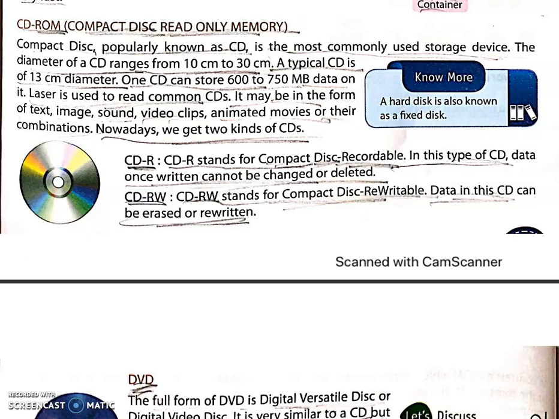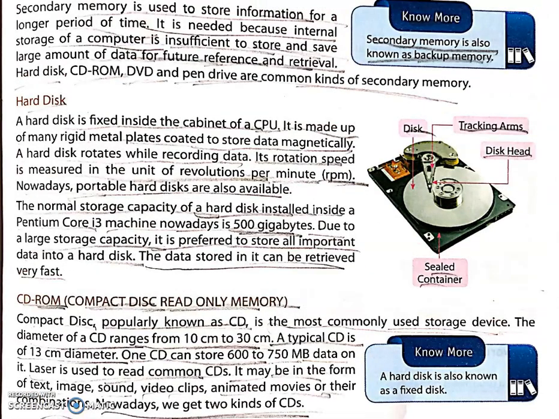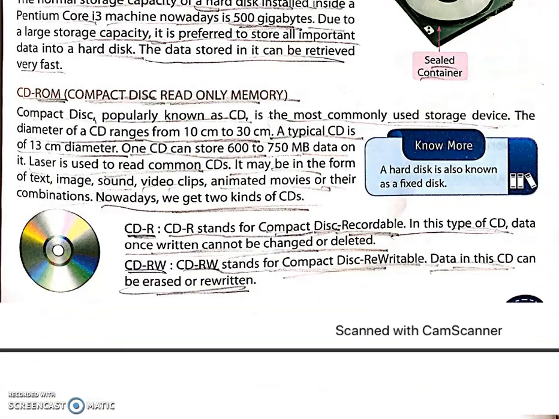So, in the last video, we started to learn about different types of storage media and computer memory. We had learned about primary storage media and then we were talking about the secondary storage media. In that, we have already learned about hard disk. So, let's start with the next type of secondary storage device.